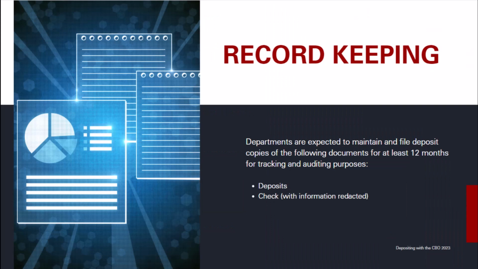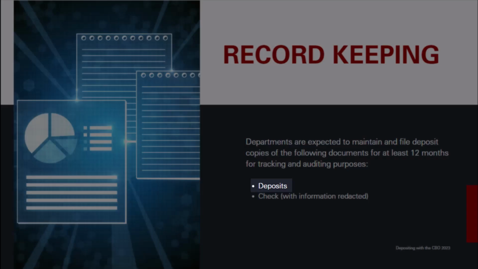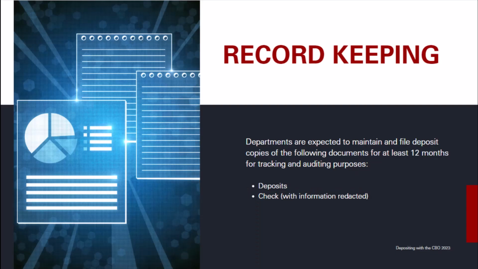Each department and/or unit is responsible for keeping its own financial deposit records. For tracking and auditing purposes, each department or unit is responsible to maintain and file deposit copies of deposits and checks with the sensitive information redacted. These copies should be retained for at least 12 months.